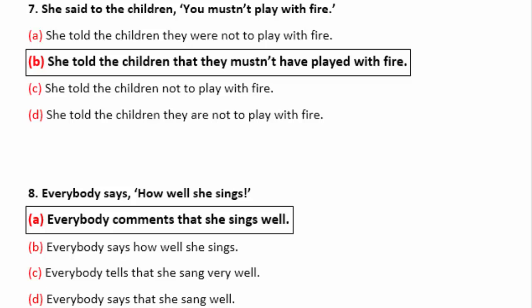Sentence number 8. Everybody says how well she sings. This is an exclamatory sentence given in reported speech. So we use everybody comments. We can also say everybody exclaims that she sings well. So option number A is correct.